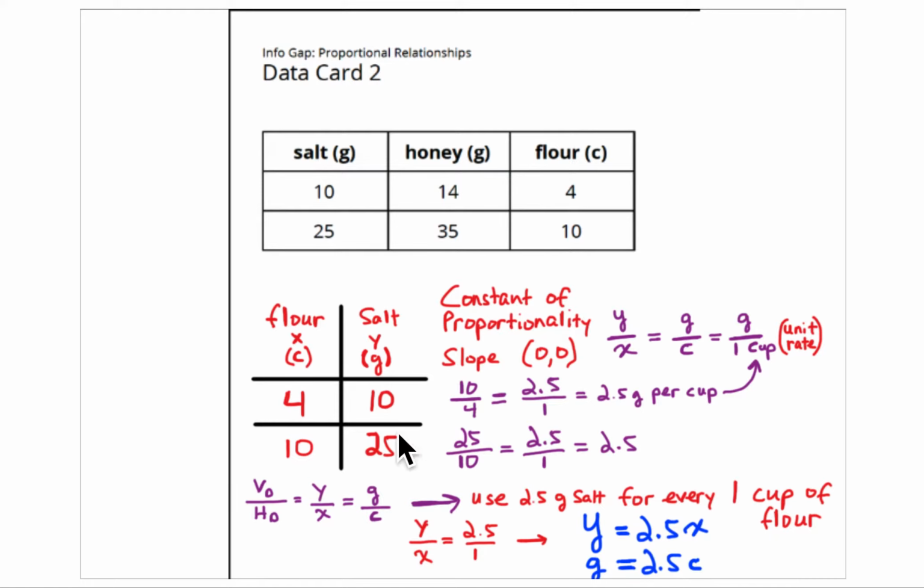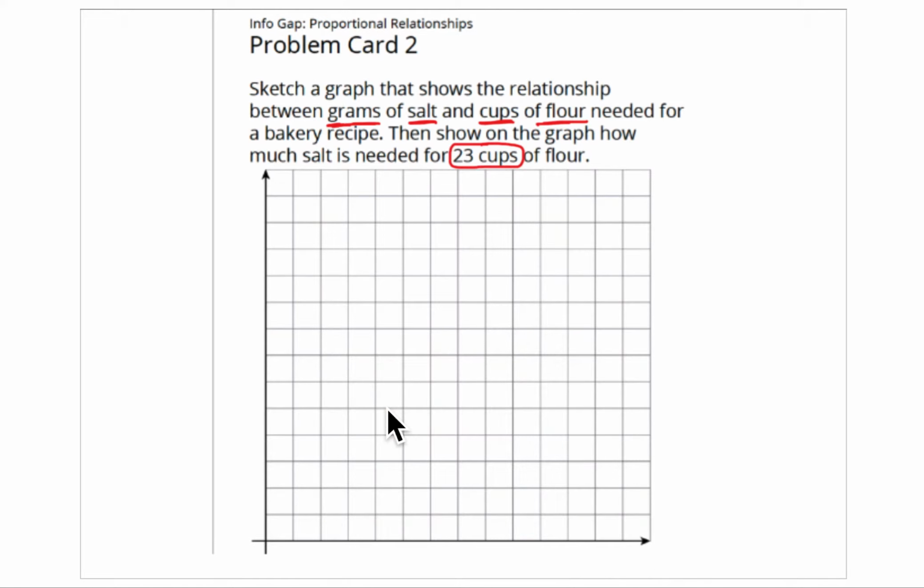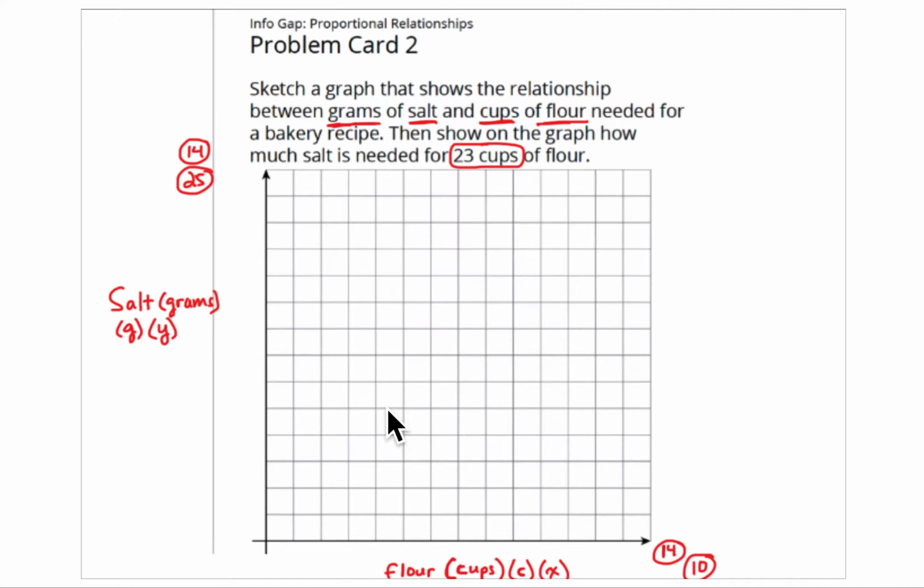So if I'm given 4 cups of flour, I need 2.5 times that number of units to give me the number of units in grams of salt. So I need 10 grams of salt. So here's the graph. I made a mistake on the graph, but I'm going to leave it because I had to calculate, I had to figure out the scales, and then I realized I didn't go up far enough. So I'm going to show you the first time, and then I'm going to show you the correction that I had to make.